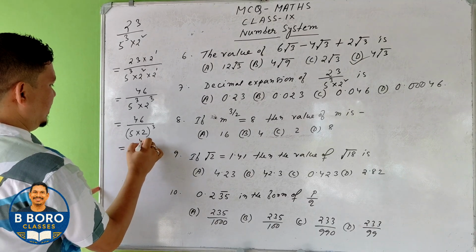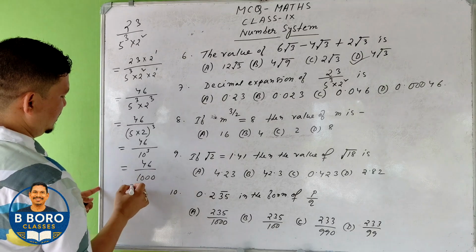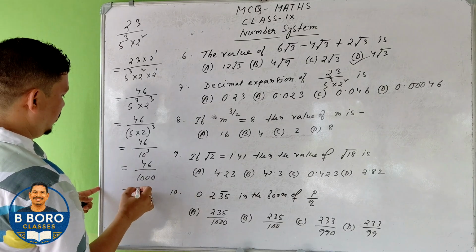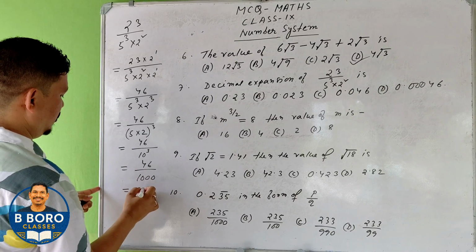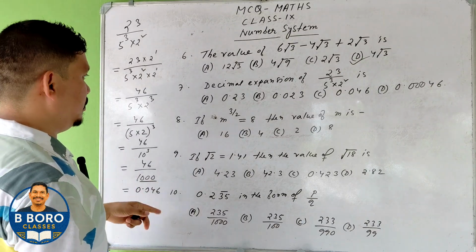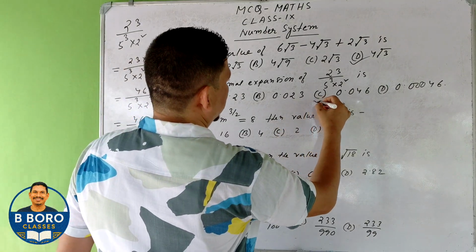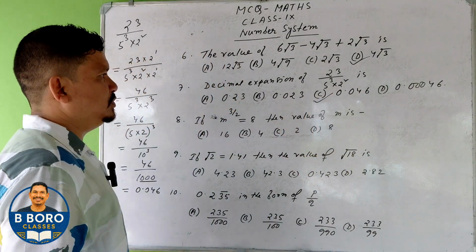So 46 divided by 10 cube. 46 divided by 10 cube means what? 1000. So the decimal form of this rational number is 0.046, because there are 3 zeros. So 0.046. We are given 4 options, so our correct option is option C, 0.046.